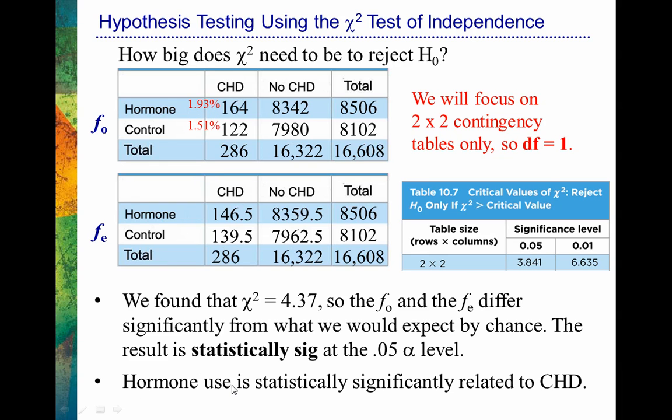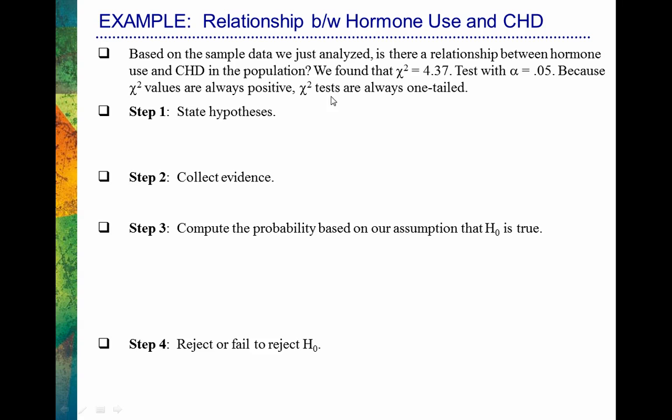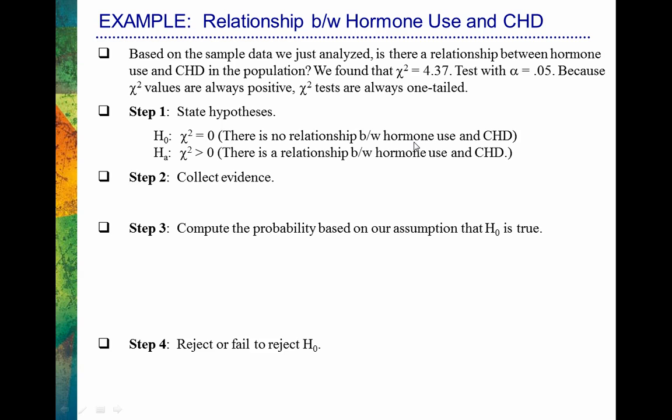So now let's go ahead and formalize that in our 4-step hypothesis testing procedure, where we will conclude that hormone users are indeed more likely to develop heart disease. So here we have all that information that we just talked about. We'll state our hypotheses. Remember, the null hypothesis is that chi-square is going to equal 0, because in everyday language that means there's no relationship between hormone use and heart disease. Now our alternative is that the chi-square value is going to be greater than 0. There's going to be a departure, in other words, between our expected data and our observed data, which would show that there's a relationship between hormone use and heart disease.